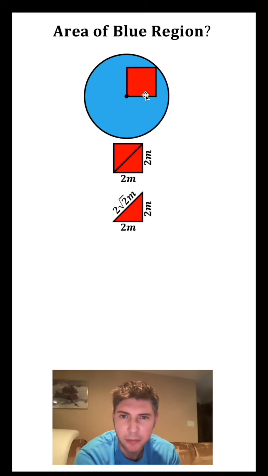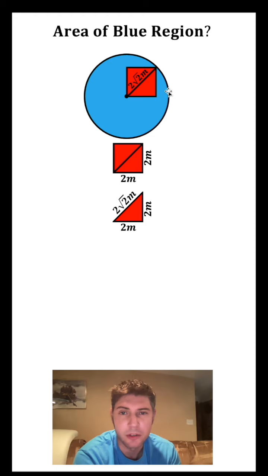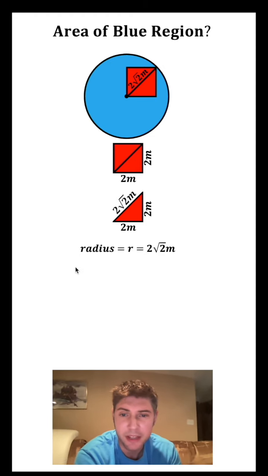Let's get rid of this label up here, draw on the diagonal, and we know that that is equal to 2 root 2. This is the radius of the circle. So we can write that down. The radius is equal to r, which is equal to 2 root 2.